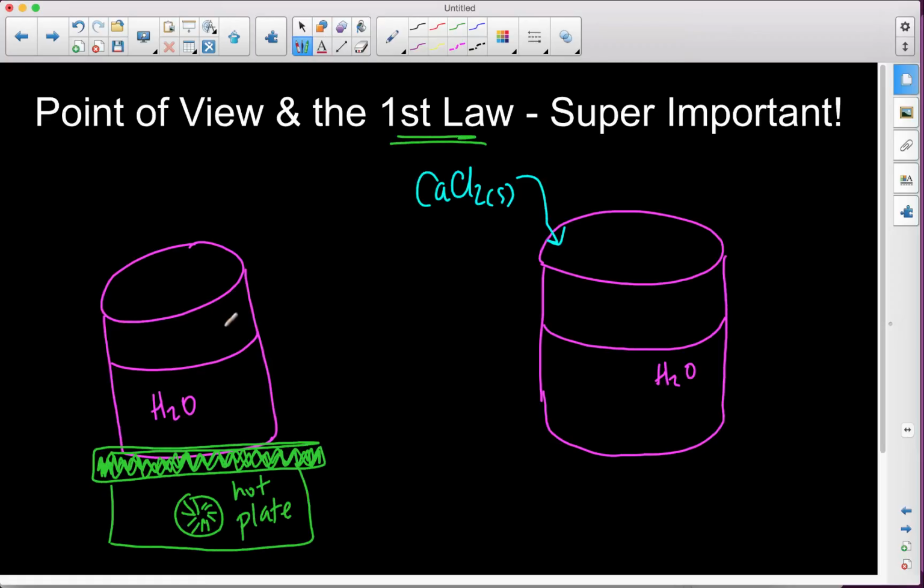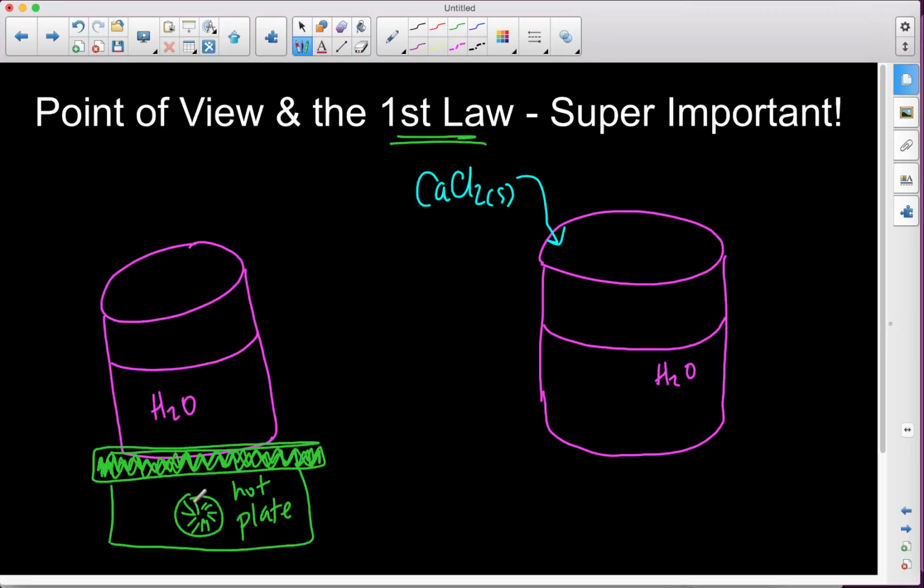Last year we kind of glazed over the whole point of view. We just sort of generally talked about exothermic and endothermic. This year it becomes hugely important that we can define our point of view so we can trace the energy. So for starters, let's say we have a hot plate and on it a beaker full of water.